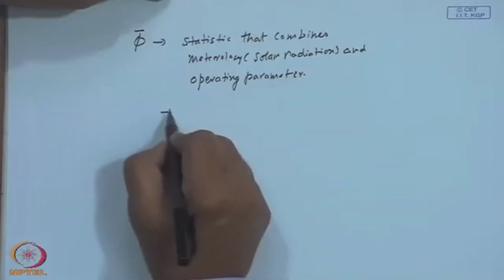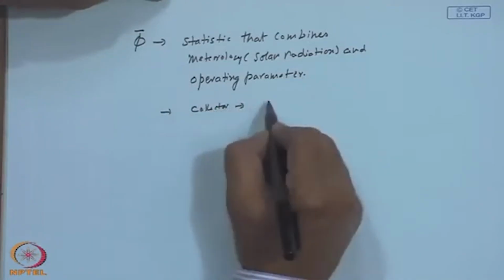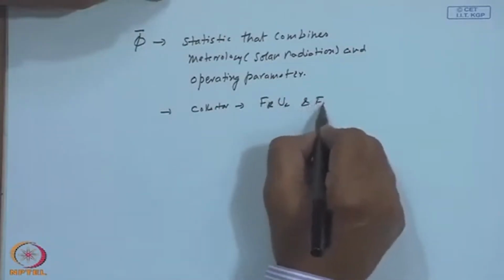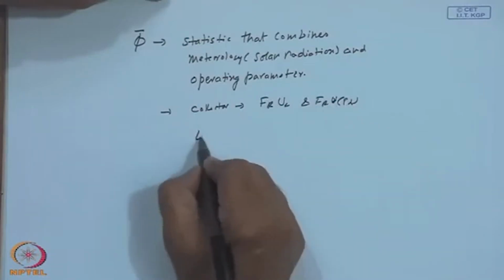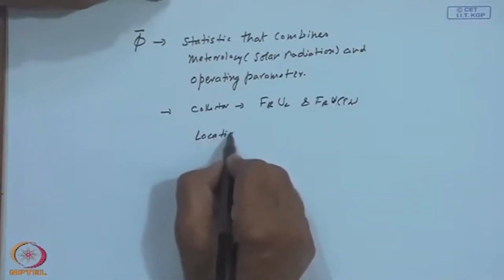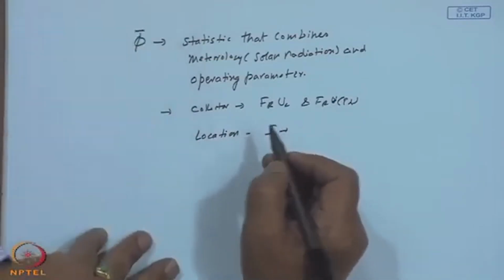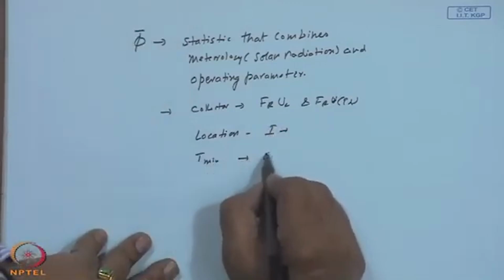So, this takes care of your collector through FR UL and FR tau alpha, and location, because my IT is location dependent, and T minimum is an operating parameter.